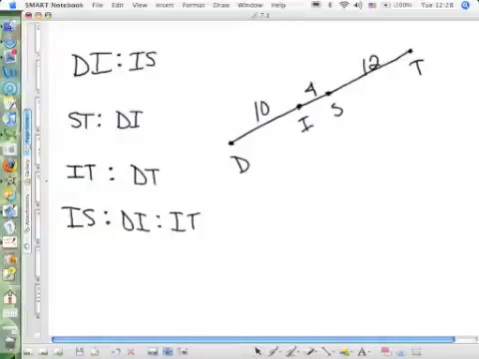And then reduce that. Reduced. 5 to 2. Very good. DI has a measure of 10. IS has a measure of 4. So if I take 10 to 4 and reduce it, the ratio is 5 to 2. Yep.